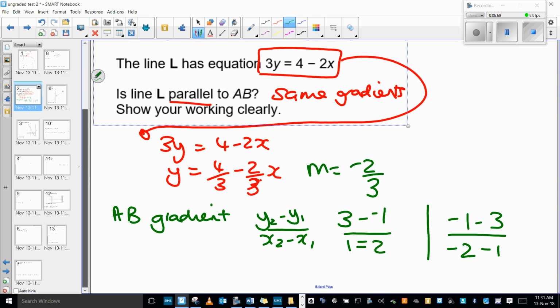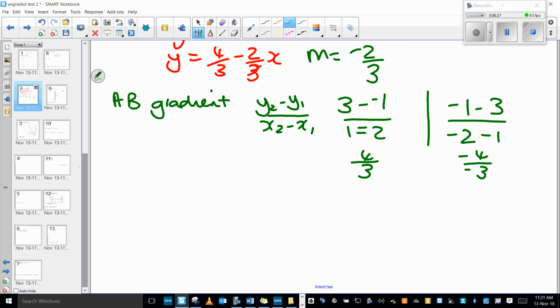So 3 subtract negative 1 is 4, and 1 subtract negative 2 is 3. Or you could have negative 1 take away 3, which is negative 4, and negative 2 take away 1 is negative 3. So either way, we've got a gradient of 4/3. You all happy with that? So the line AB has a gradient of 4/3.